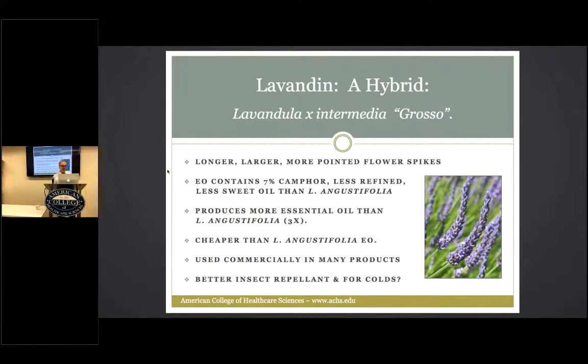So there's Lavandin, which is sometimes mistaken for lavender. It's a hybrid, Lavandula crossed with intermedia. Intermedia means intermediate in shape or color or form. Grosso doesn't mean it's disgusting, it just means big, really big. So this is one where the plant itself is a very large version of lavender. It looks a lot like the angustifolia.